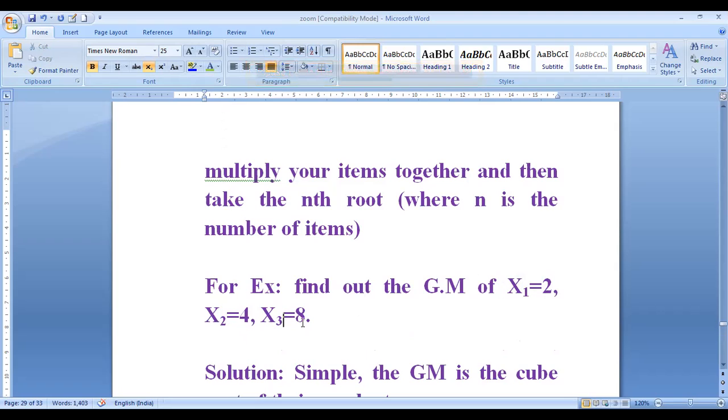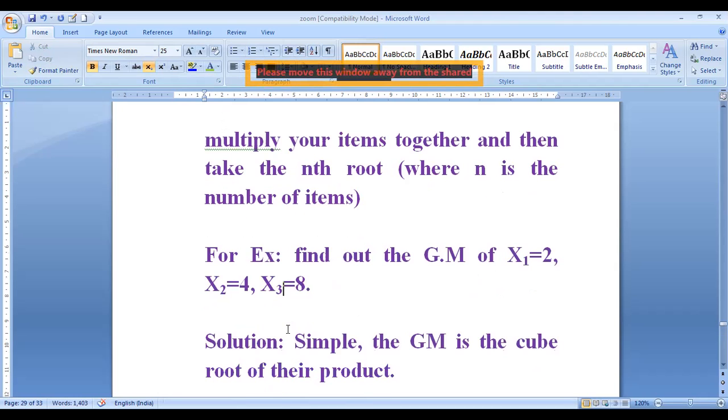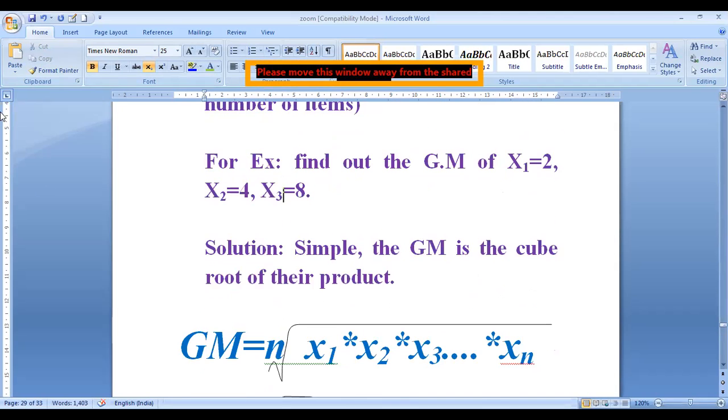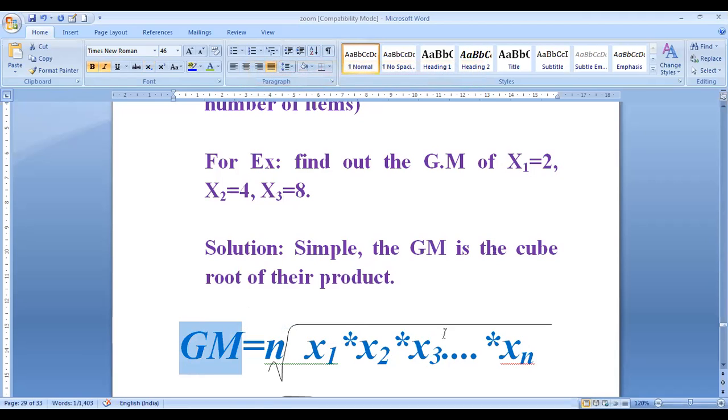So what do we have to do after they ask the question? The solution is simple. The geometric mean is the cube root of their product. How can it be done? We can see easily. Once they ask the question, find out the geometric mean of 2, 4, 8, we take the formula: geometric mean is the nth root of x1 into x2 into x3. But since we have only 3 observations, we need to take only 3.